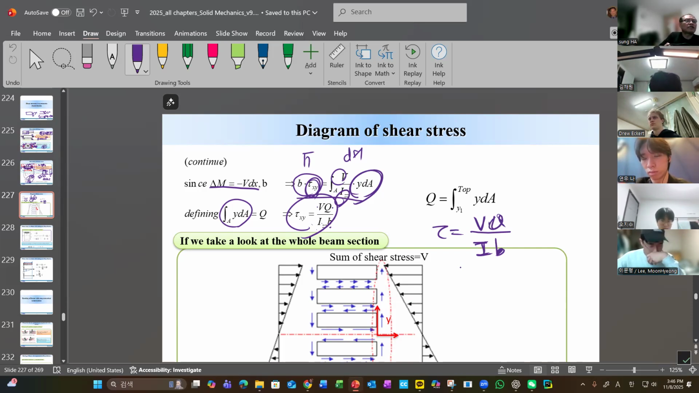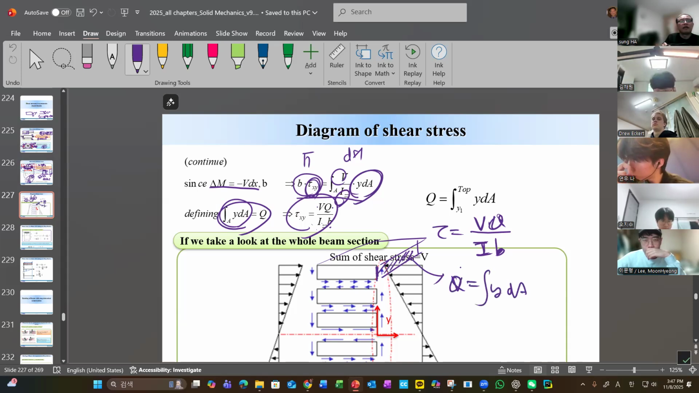Q is the integration of y dA. The integration means that over here, only this part, I will draw like this. Q equals the integral of y dA. So y is here, and then x is here, and this is the y. So the y dA integration, only this part will be the Q.